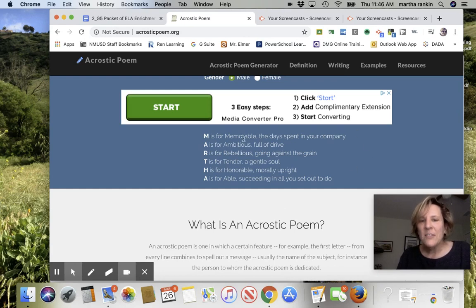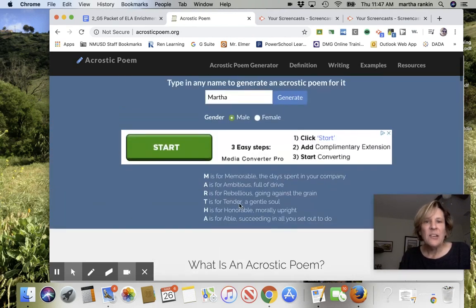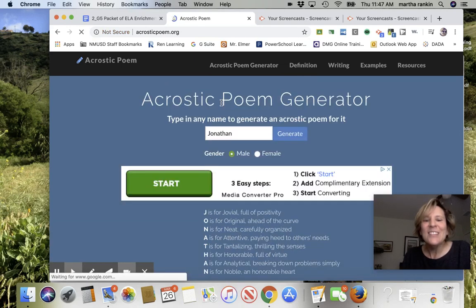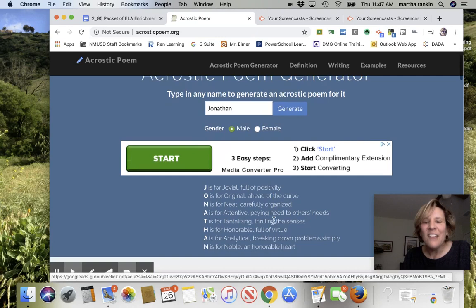And you can kind of see they have a pattern there where they put the word, let's say the word able, but then they also describe what that means in their own words. Able, what is able? Well, it means succeeding in all you set out to do. Lovely, lovely. And I could do my son Jonathan, and then share that with him. He is going to love it.